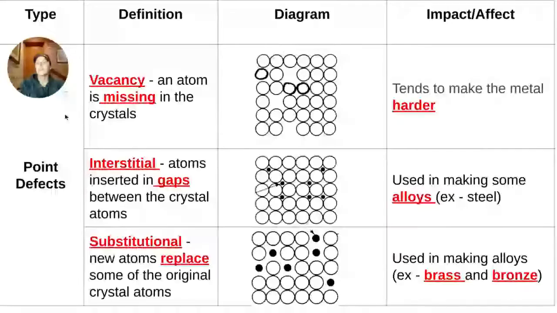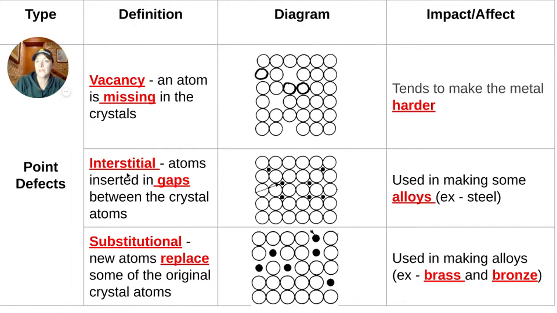There we go. Okay. It's called point defects. And there's three main types of point defects. One is called a vacancy. And this is when, look in here, an atom is actually missing. It should be in there, but it's not. So an atom is missing in the crystal structure. The impact of this is it tends to make that metal, that crystal, harder.